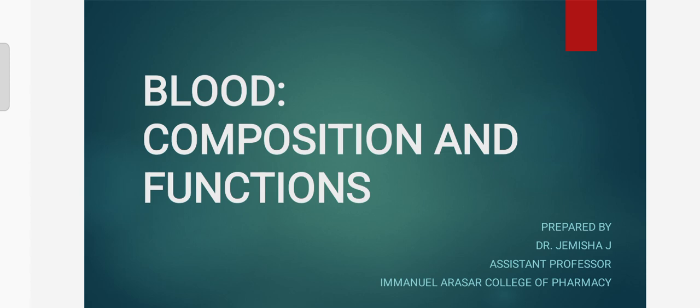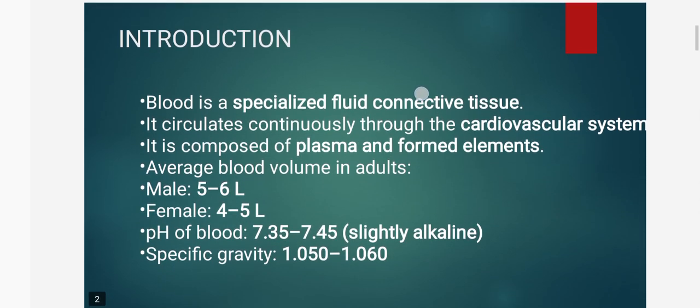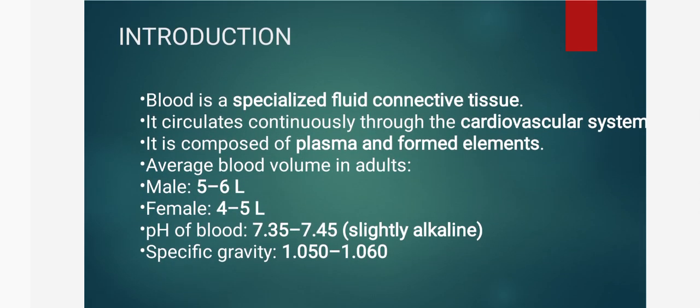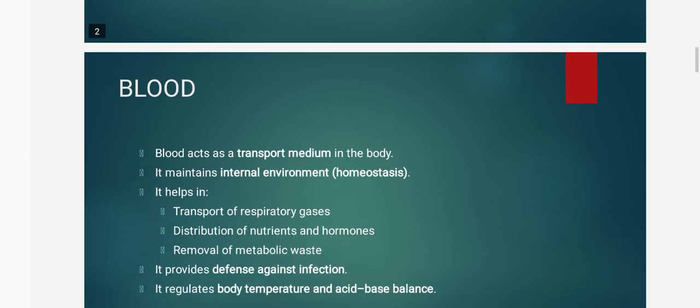In this video, we will learn about the composition and functions of blood. Blood is a specialized fluid connective tissue that circulates throughout the body in the cardiovascular system. It continuously flows through arteries, veins, and capillaries. The average blood volume in a human adult is 5 to 6 liters.